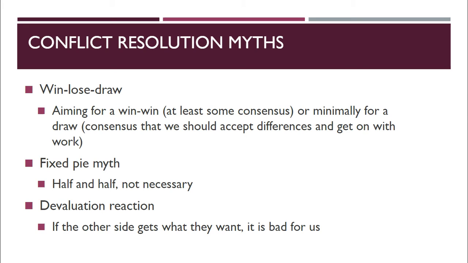There's also one myth that's called the fixed pie method, where I get half and you get half, and really that's just not necessary. It's a lot about trying to figure out how to work effectively and negotiating. There's also the devaluation reaction myth, which is when people say that if the other side gets what they want, then it's bad for us. So again, these are just myths.